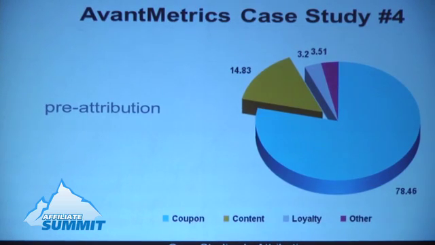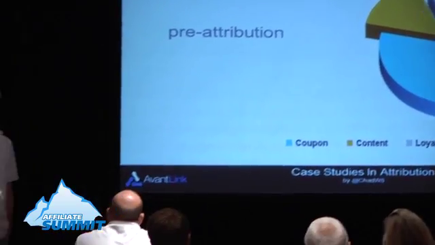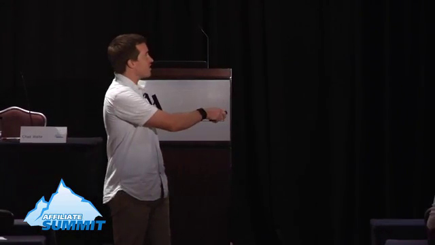Here's also another interesting graph. They analyzed all of their data, all of their commission payouts, and said pre-attribution, for every $1 that's spent in commission, about 78 cents of it they're paying out to coupon sites. And only about 15 cents of it is going to the content sites that they were putting so much effort in to try to build relationships with.